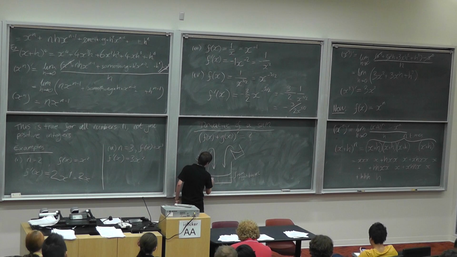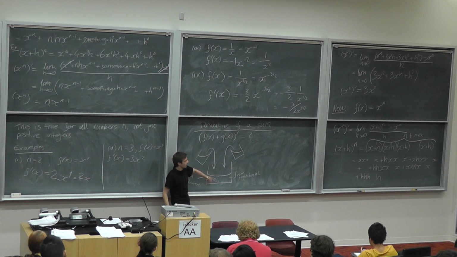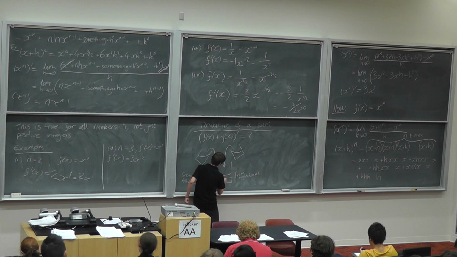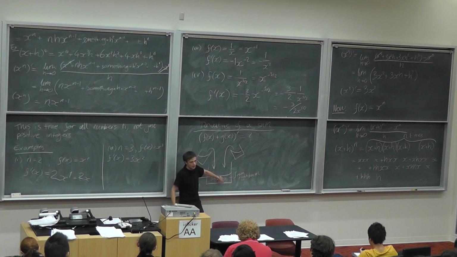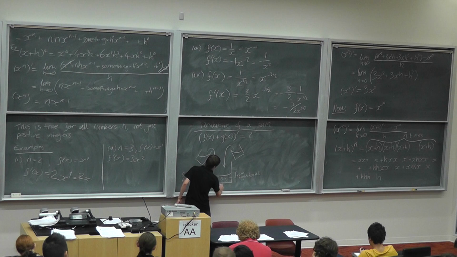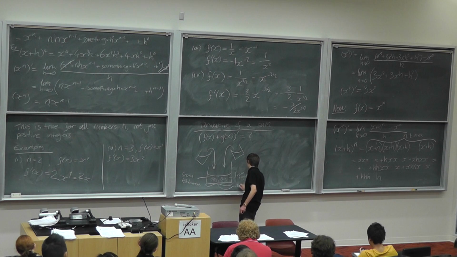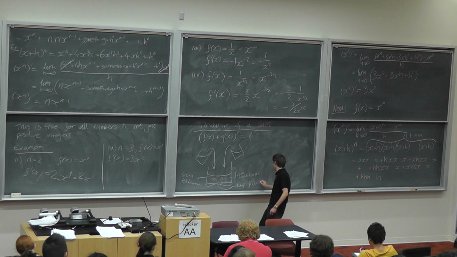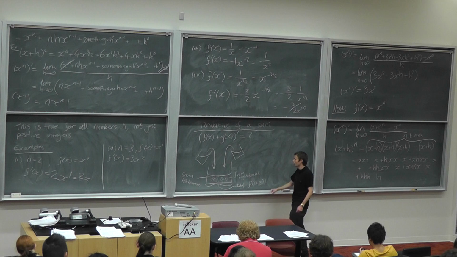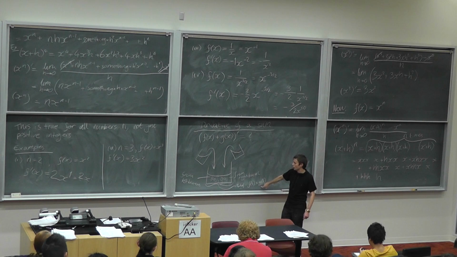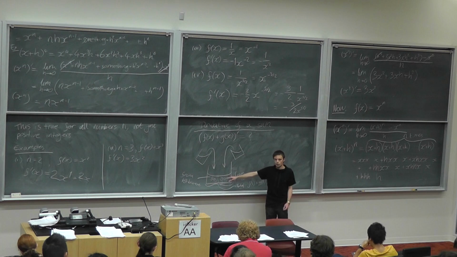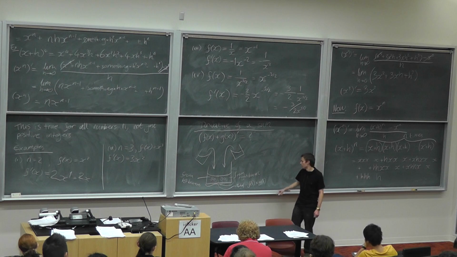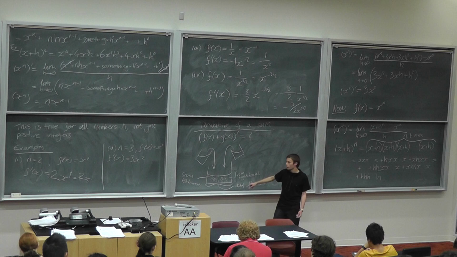So f of t will just be the amount of water that we've poured out of the left bucket after time t. And g of t will be the same thing, but this is going to be the amount of water we poured out of the right bucket in time t. So the total amount of water in this bucket is just f of t plus g of t. Now the derivative of this is just going to be the rate of change of the amount of water in this bucket, because we know that a derivative is just the rate of change. So the derivative of this will just be the rate at which we fill this bucket up.